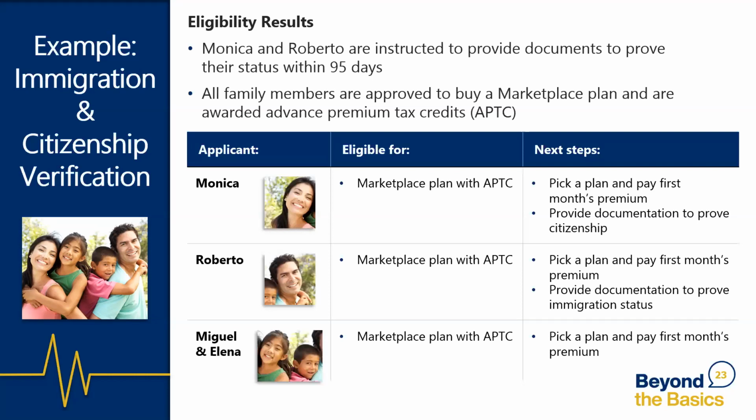So now we have the eligibility results, right? Monica and Roberto are instructed to provide documents to prove their status within 95 days, and all family members are approved to buy marketplace plans and awarded advanced premium tax credits. And we will see that each individual within the marketplace application will be provided information about their eligibility for whatever program that they're applying for, and then the next steps, right? So we have to assume that information then would be provided for both Monica and Roberto, that they need to provide more documentation to prove their status.